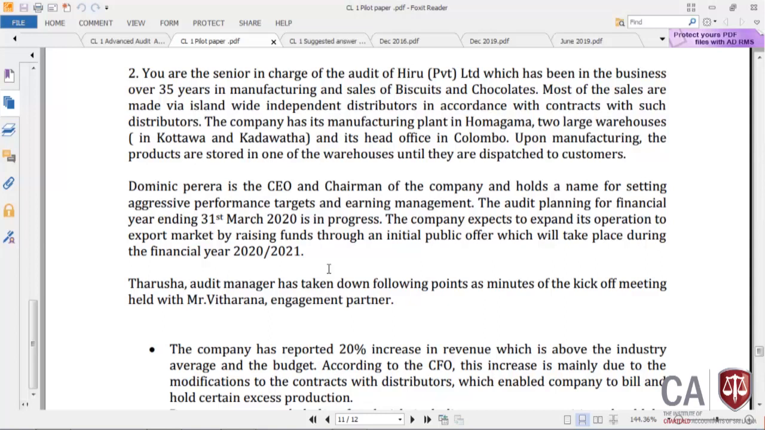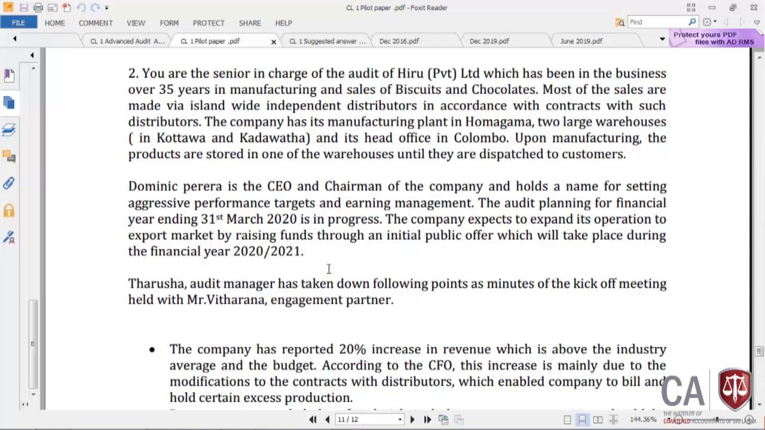Dominic Pereira is the CEO and the chairman of the company and holds a name for setting aggressive performance targets and earnings management. The audit planning for the financial year ending 31st March 2020 is in progress. The company expects to expand its operations to the export market by raising funds through an initial public offer, which will take place during the financial year 2021. Again, this is something else, not internal control related information. It is about the overall understanding of the organization as well as some fraud risk factors, which are relevant to other questions of the case scenario.